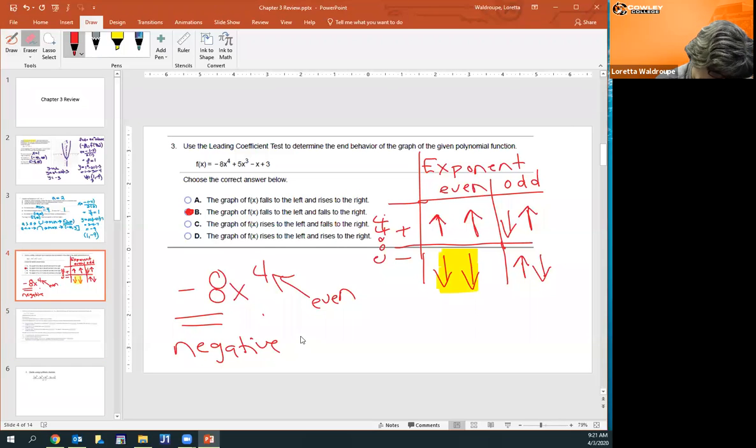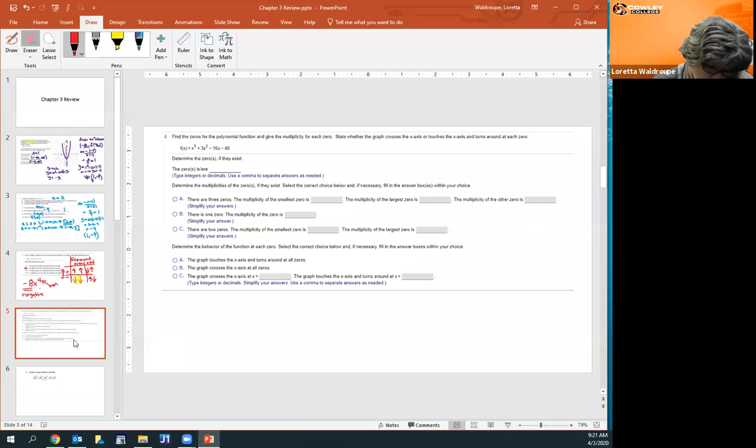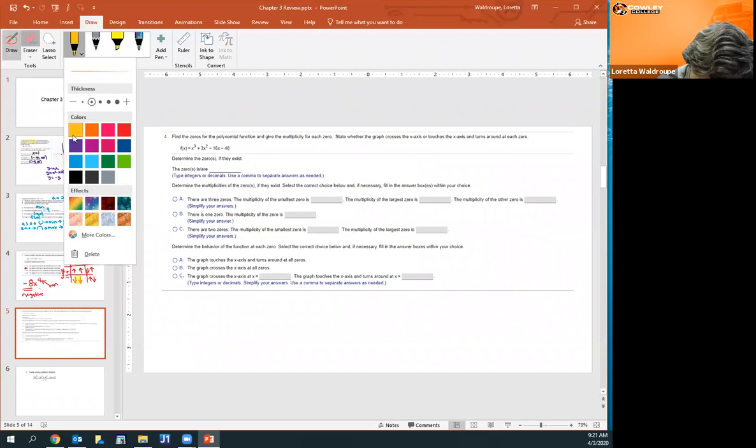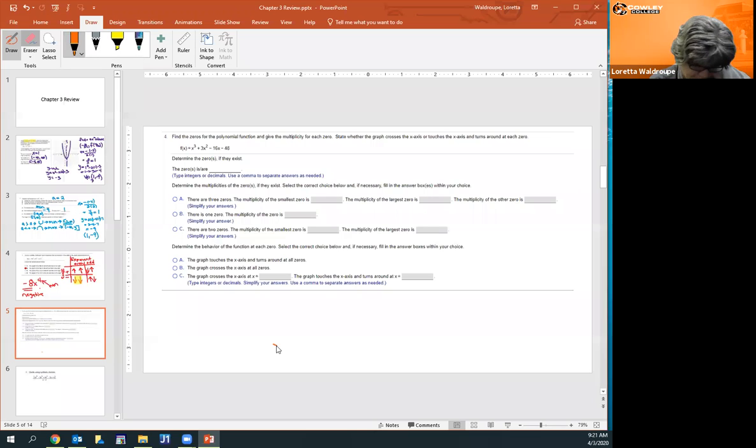Okay. Number 4. Okay. Find the zeros of the polynomial. So, to find the zeros of the polynomial, you want to set it equal to 0.